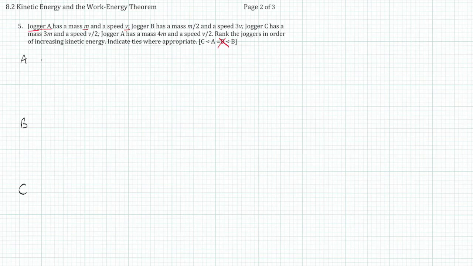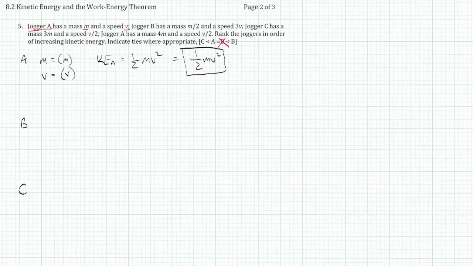So for jogger A, the mass equals m. We're told that it's some mass m, and the velocity is some velocity v. So that means the kinetic energy, which we don't know exactly what it is, but we do know that the kinetic energy of jogger A is 1/2 mv squared, and that's really what the final answer is going to be, 1/2 mv squared. Now you might think, why did you write it twice? Well, in the other ones, B and C, it's going to be a little bit different, and we're going to do some calculations, but this right here is the kinetic energy of jogger A.